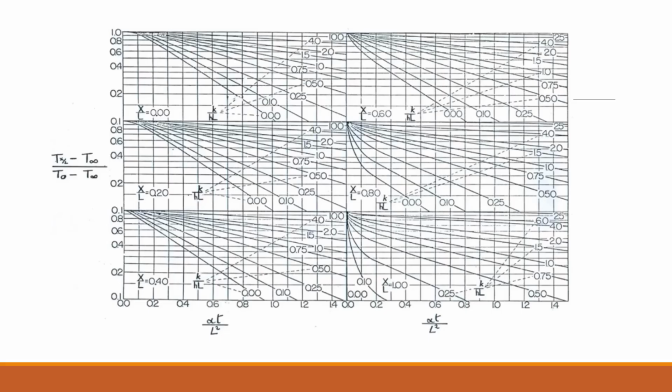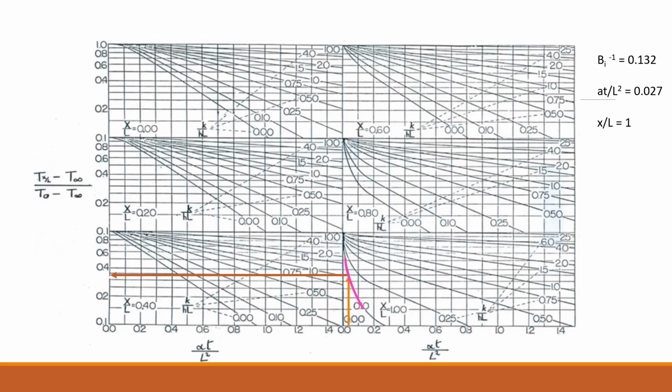The figure shows the Heisler charts, and this is how we're able to find the dimensionless temperature. This was performed for all of the depths chosen, but a depth of 1 meter was just shown there. As you can see, the inverse Biot number is 0.132, the Fourier modulus is 0.027, and the dimensionless distance is 1, which gives a temperature reading of approximately 0.35.